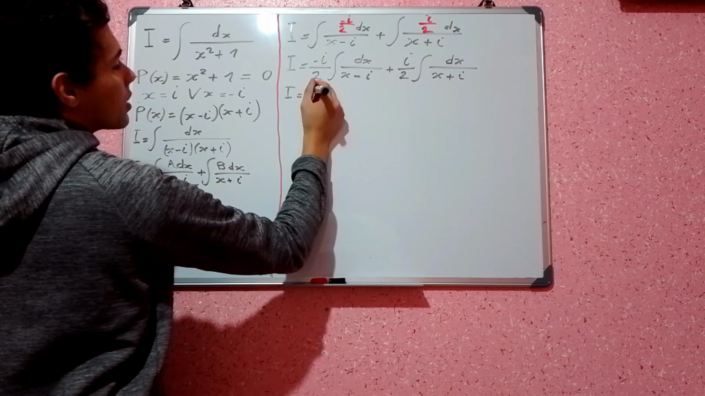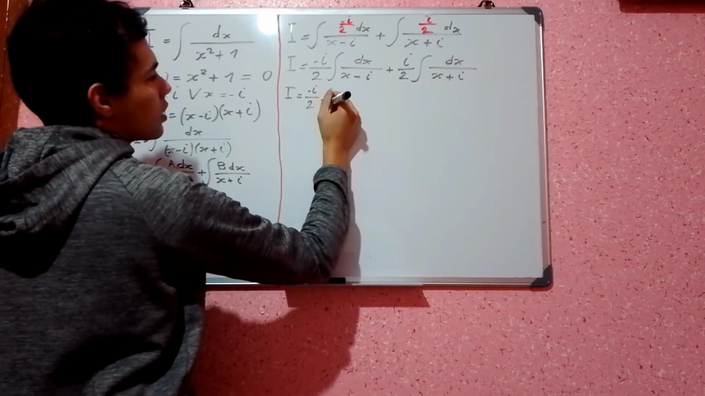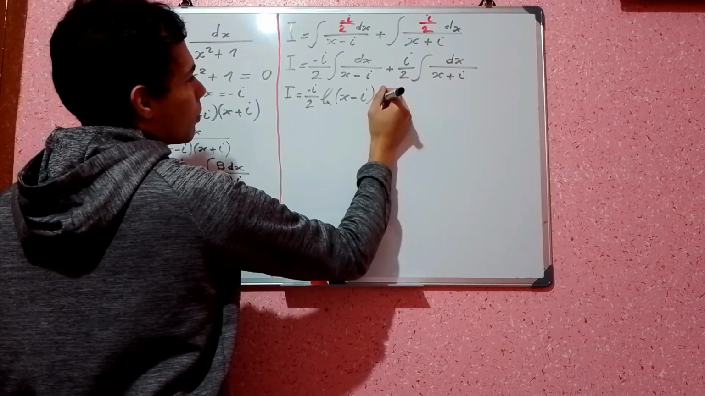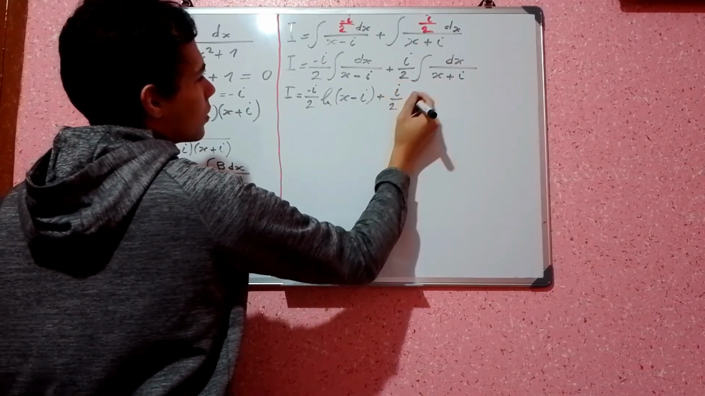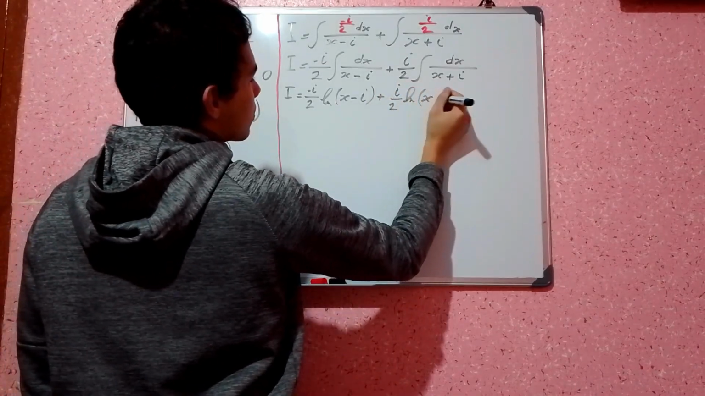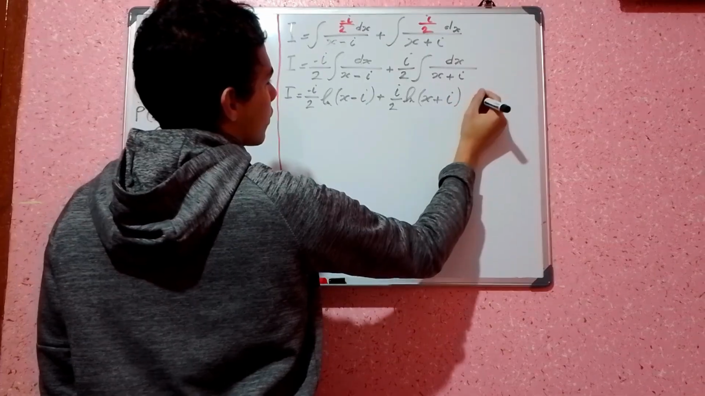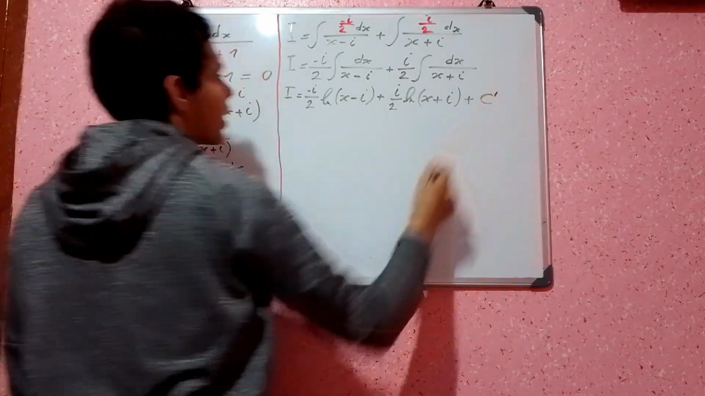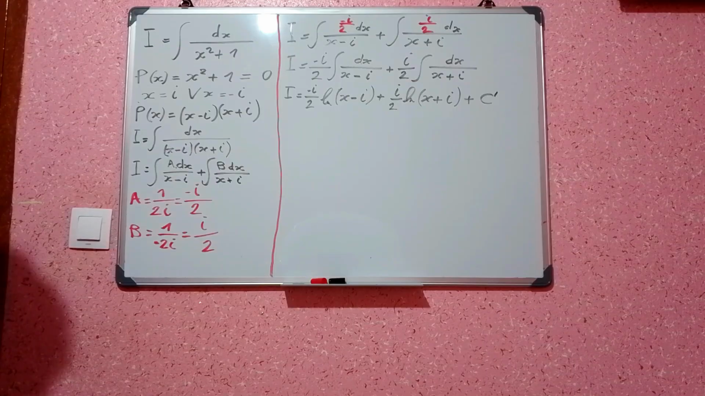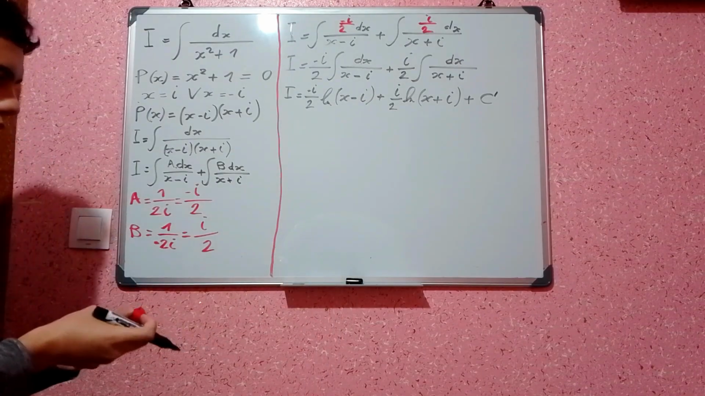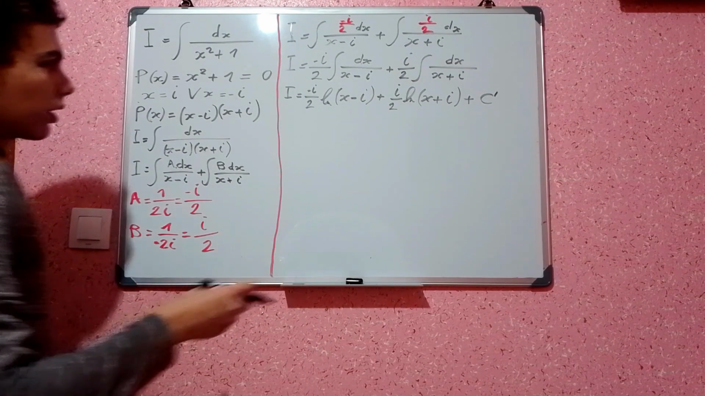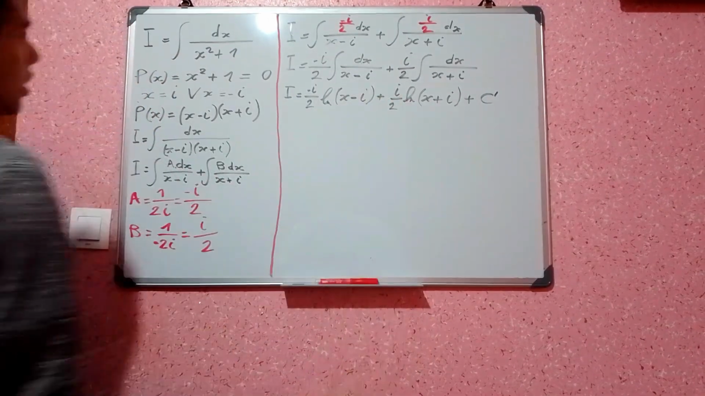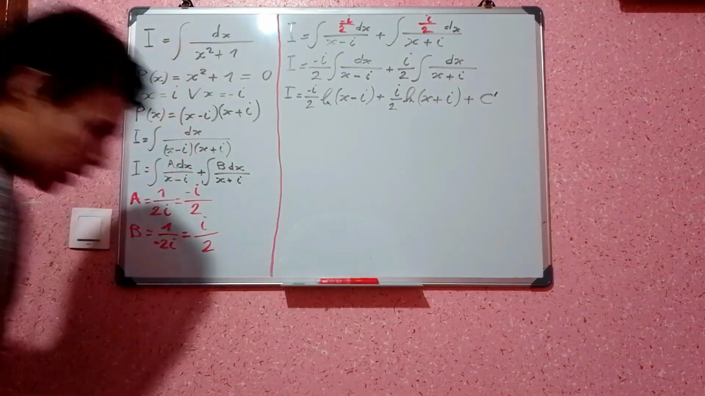This part will be minus i over 2, natural log of x minus i, plus i over 2, natural log of x plus i, plus a c. Let me write it c prime, okay? Just to do some simplification, you will see why. Alright, but this is imaginary. We have a real integral.